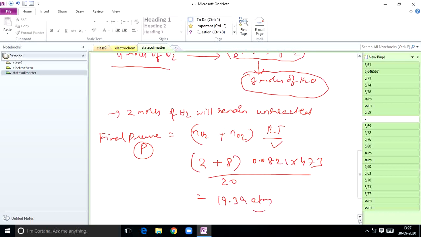See, the actual total pressure required is 27.15 atmosphere if you consider all the number of moles. But 2 moles of hydrogen remain unreacted. If it remains unreacted, then I have to take that. 4 moles of oxygen will react with 8 moles of hydrogen to give 8 moles of water. But here 2 moles of hydrogen will remain unreacted. That number of moles also you consider. Then you will get the final pressure, this one.